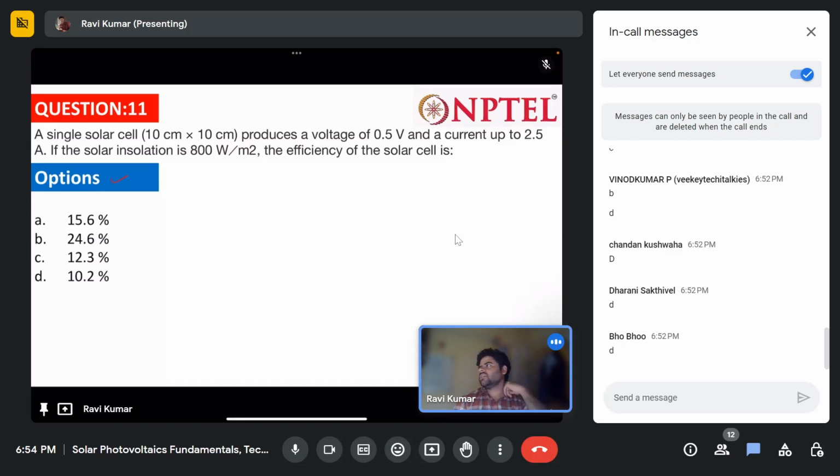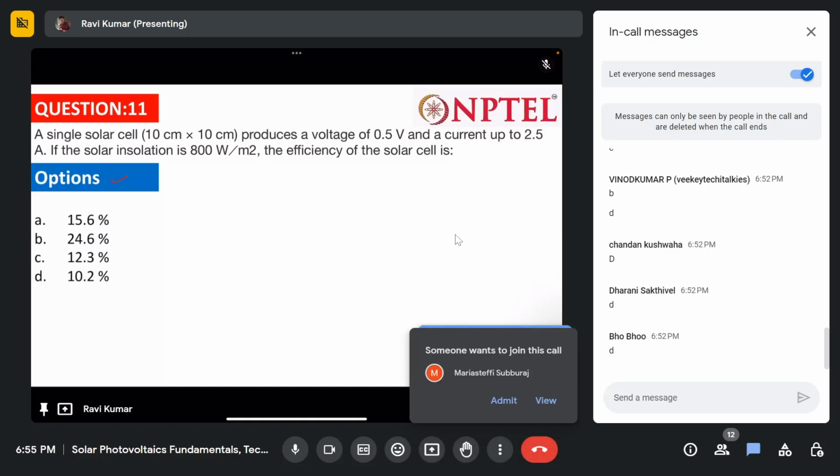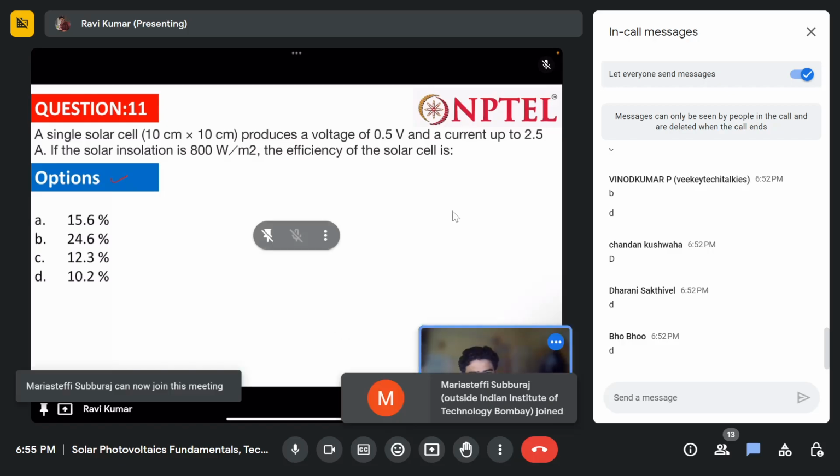So in the next class, we will be having some characterization techniques. So till now we have completed all about the solar cell. Just solve this numerical. Very simple numerical.